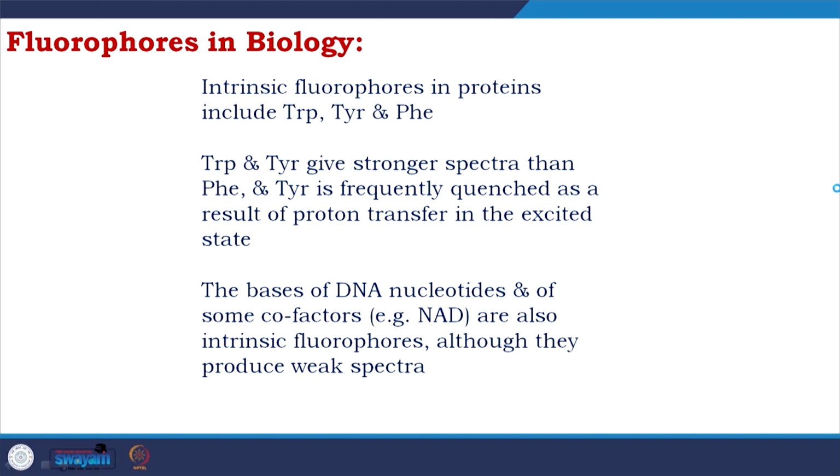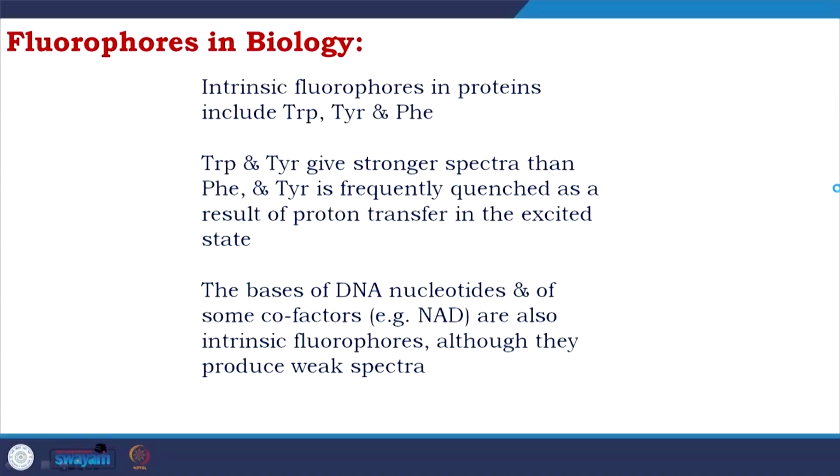Tryptophan and tyrosine give stronger spectra than phenylalanine, and tyrosine is frequently quenched as a result of proton transfer in the excited state. So, which one would be your use? You have tryptophan, tyrosine and phenylalanine. Phenylalanine has a low quantum yield, and tyrosine, because of its phenolic proton, could be resonance stable in a quinone form. So, it loses the proton in the excited state.